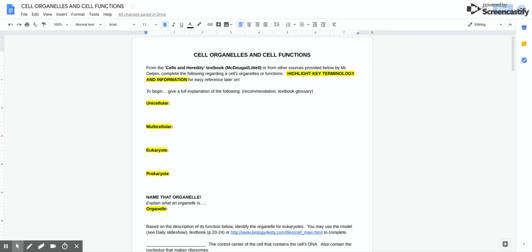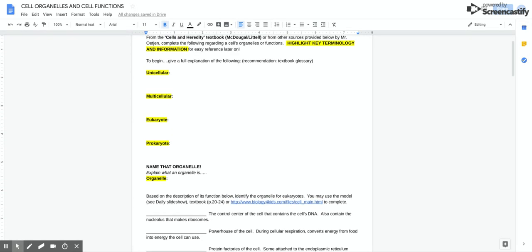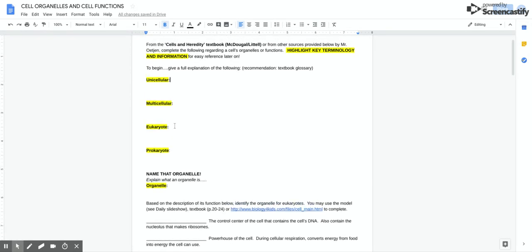Now, to start off, I'm going to ask that you define a few key terms: unicellular, multicellular, eukaryote, and prokaryote. One of the best places you could look to get these definitions would be the textbook glossary, so the back of the textbook.